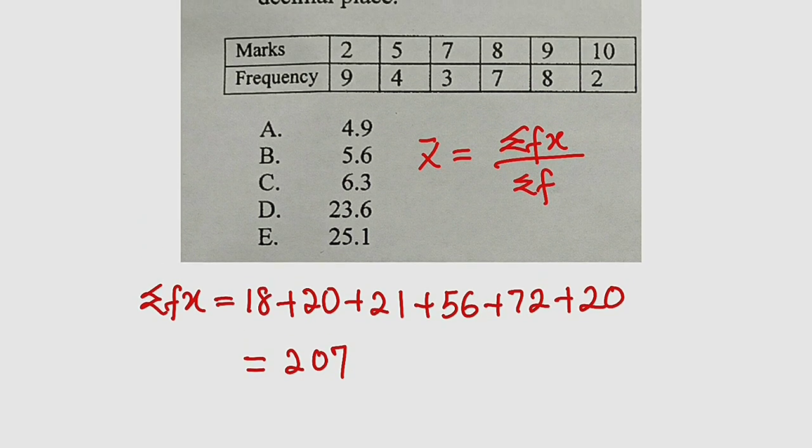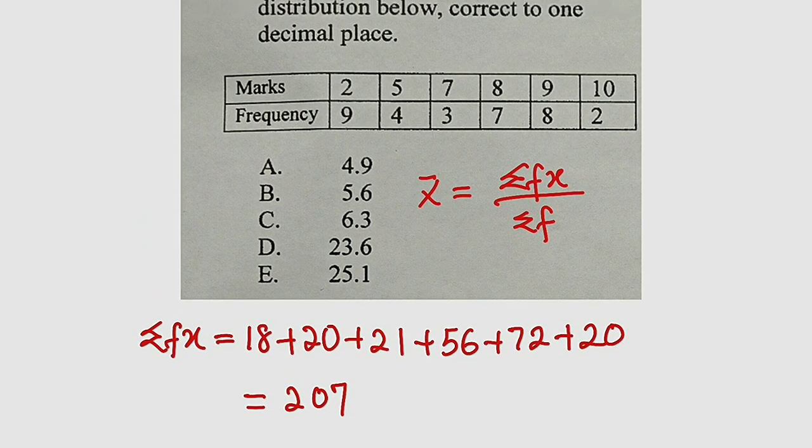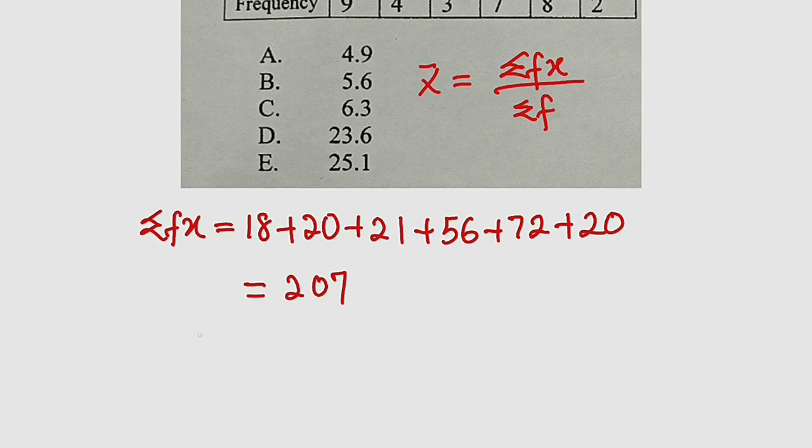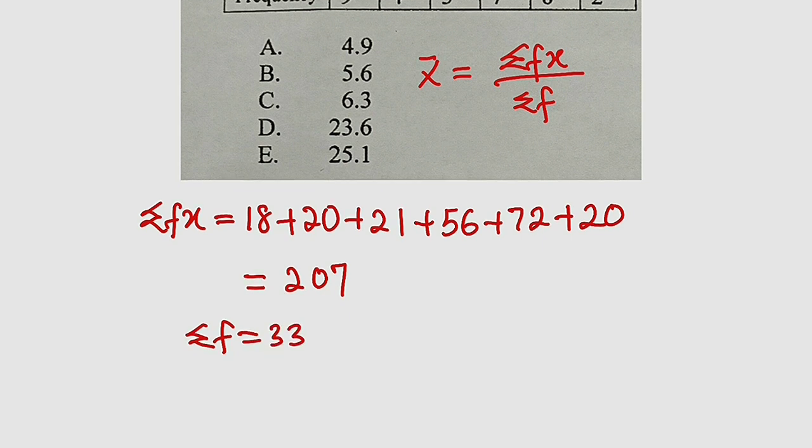So what is the summation of f? You can see that this is 10. This is also 10. That is 20. We have 29. This would be 33. So summation of f is equal to 33.